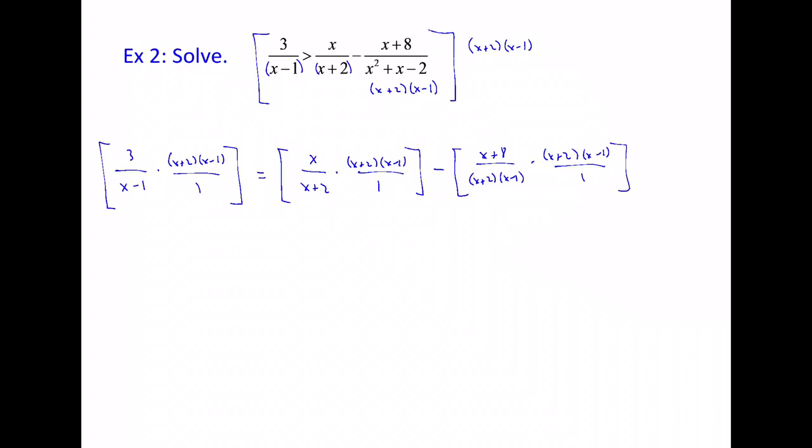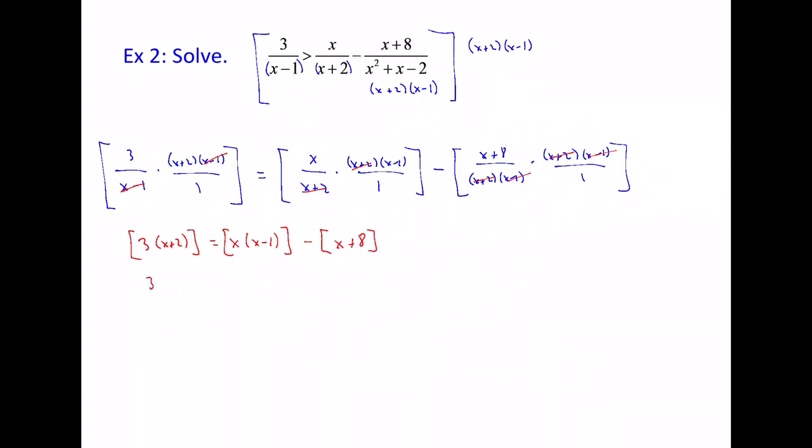And so now what's going to happen? What cancels? Well, the x minus 1 cancels. So you're left with 3 times x plus 2. Once again, keep this in brackets just so you can see everything. The x plus 2 cancels. So that's x times x minus 1. So that's that second fraction. Minus the x plus 2's and the x minus 1 cancels. So you're just left with the numerator of x plus 8.